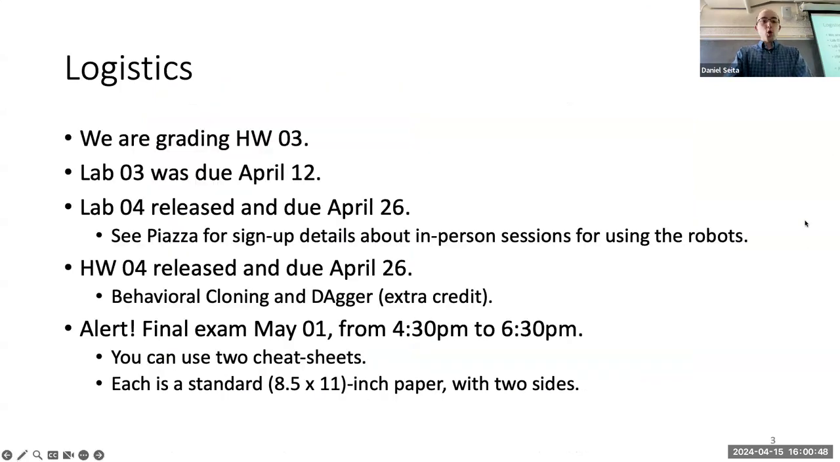So some logistical things. We are grading homework three, so be on the lookout for that. Lab three was due April 12th. Today is April 15th because it's taxes day, and when admitted PhD students have to decide if they're going to accept, so I remember April 15th for sure. But it was due April 12th. If your group has late days, you can use them. Just make sure that everyone on the team has the late day budget. We are keeping track of that.